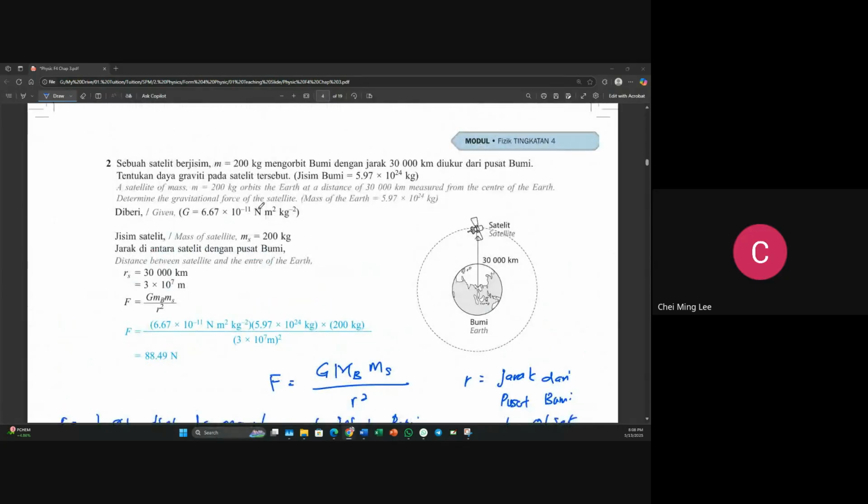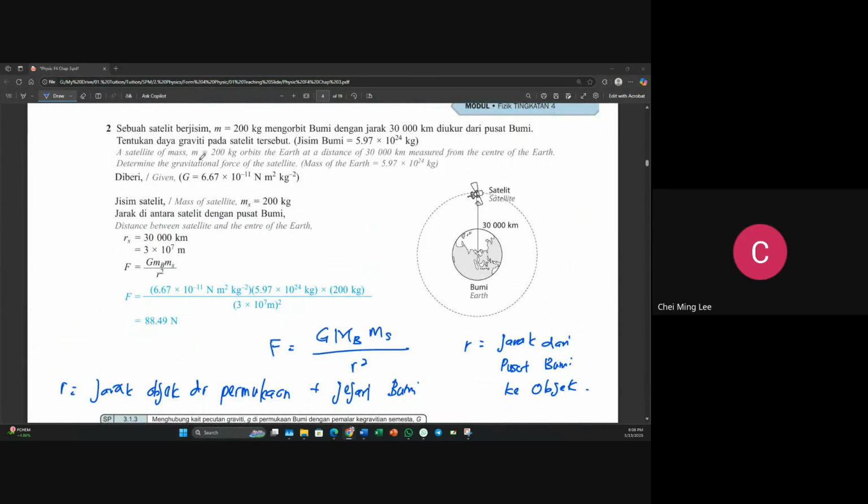All right, now next, a satellite of mass m equal to 200 kg orbits the Earth at a distance of 30,000 kilometers measured from the center of the Earth. So determine the gravitational force of the satellite. This is the mass of the Earth. Given that, G is this one, the mass of the satellite is this one, and the distance between the satellite and the center of the Earth is 30,000 kilometers.